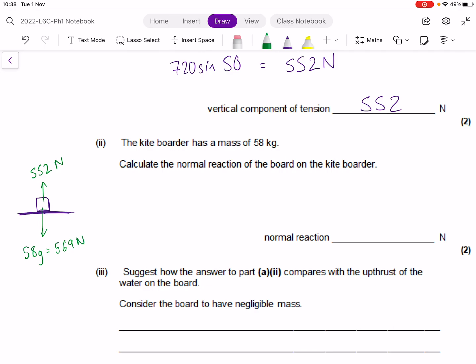So it's in equilibrium, right? The forces are balanced. So there must be a missing little force here. Who knows how big it is? Well, we'd work it out. 569 minus 552 gives me 17 newtons. So the normal reaction force from the board should be about 17 newtons.